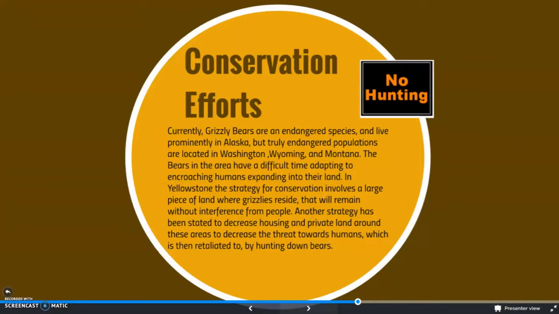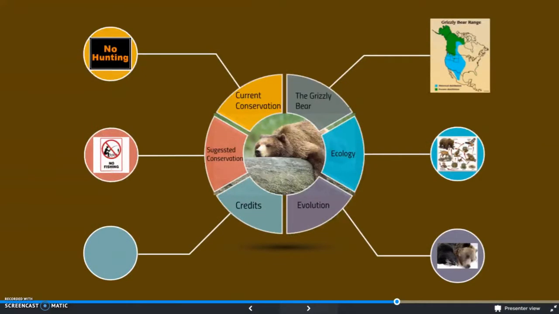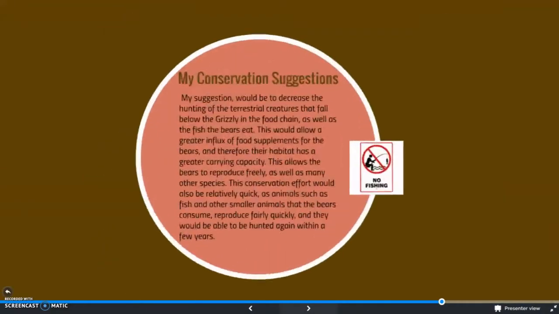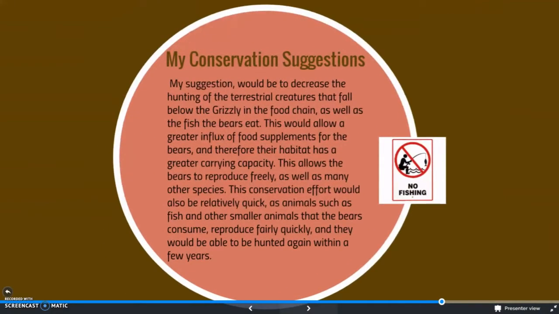I have also formulated my own conservation suggestions for the grizzly bears. My suggestion would be to decrease the hunting of the terrestrial and aquatic creatures that fall below the grizzly in the food chain. This allows for a greater amount of food sources for the bears and allows their habitat to house a much higher population of grizzlies. This also allows many of the other animals to reproduce more quickly and gain back a foothold in their ecosystem.